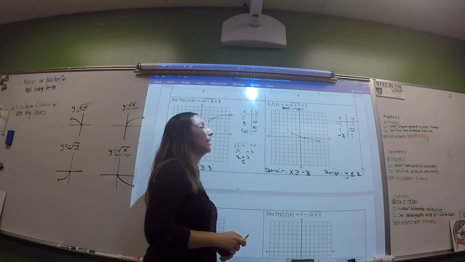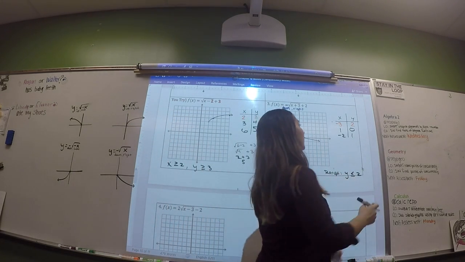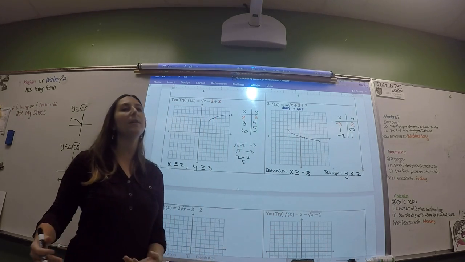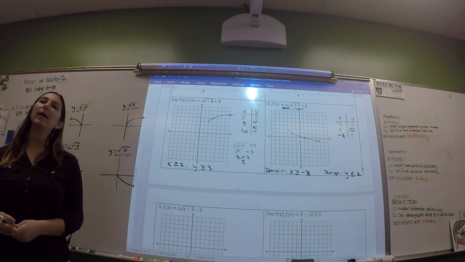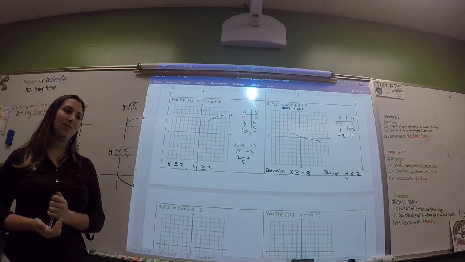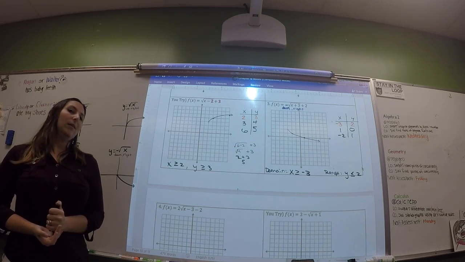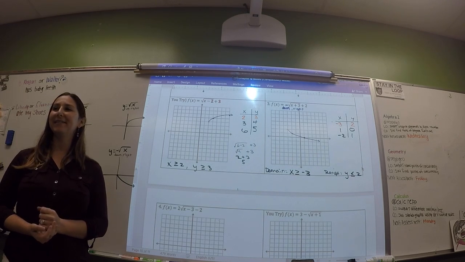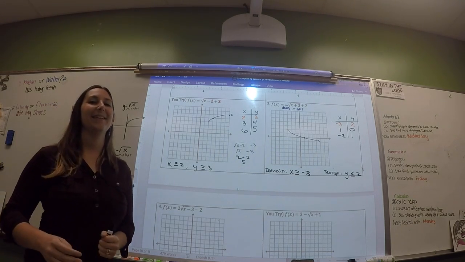Right. And again, these numbers come from the starting point. So if you know the starting point, you know half of the domain or half of the range. And if you don't know the starting point, that's bad, and you know nothing.